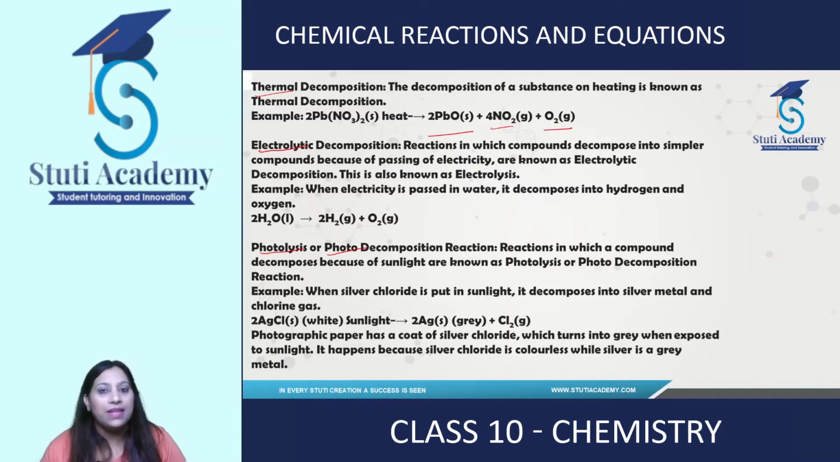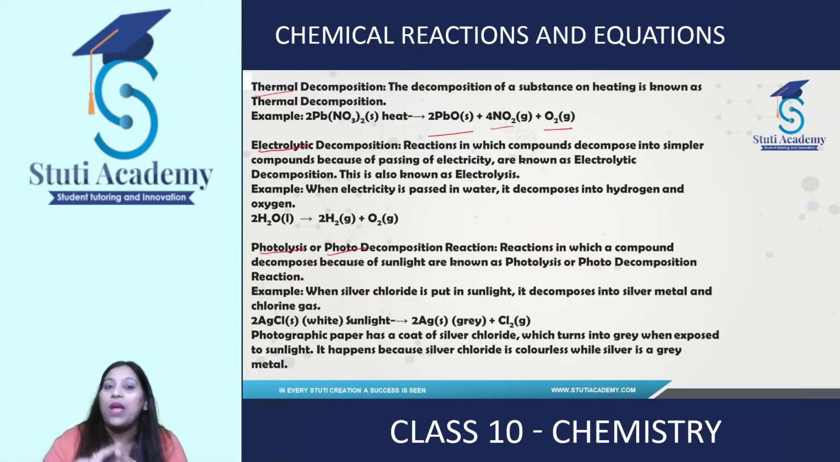So this is an example of thermal decomposition reaction. Next is electrolytic decomposition. Electrolytic means electricity. It means somewhere electricity is involved. So the reaction in which compounds decompose into simpler ones by passing electricity through them. So this is the difference between thermal and electrolytic.